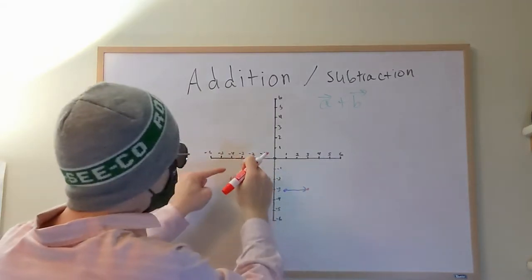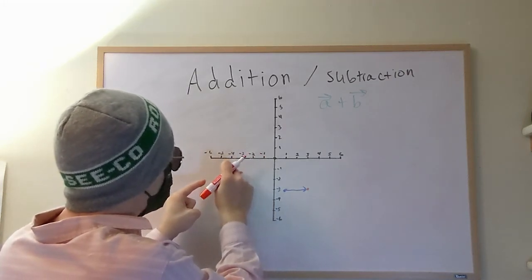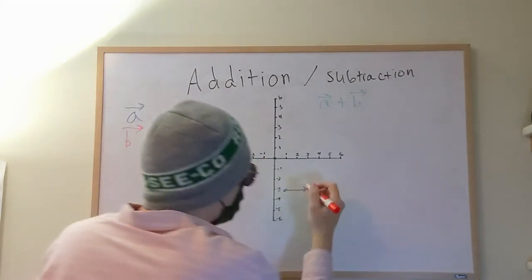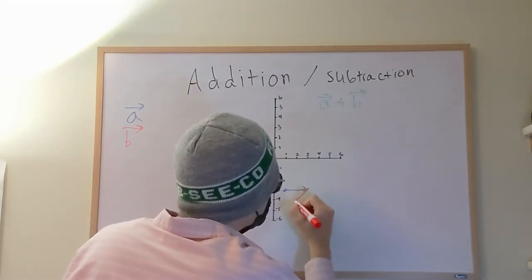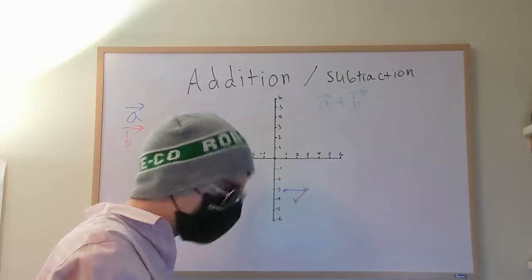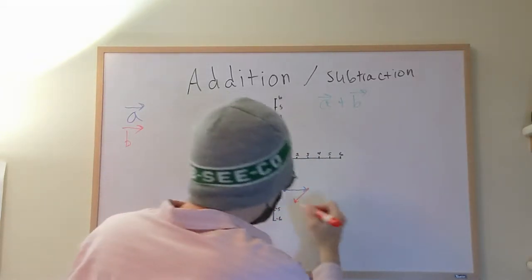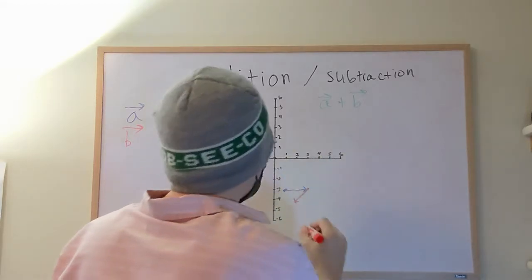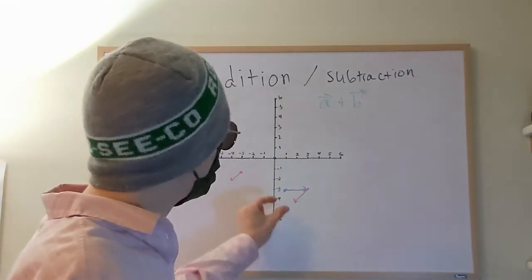And we're going to move it in the same magnitude and direction. So we're going to move it 1 to the left and then 1 down. So 1 to the left and 1 down, which puts us right here. That becomes negative 2, negative 4. And then that is our final answer.